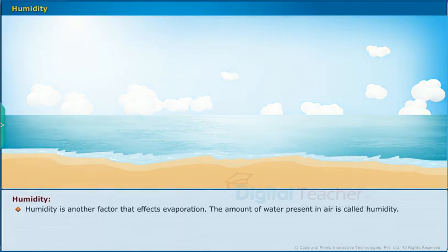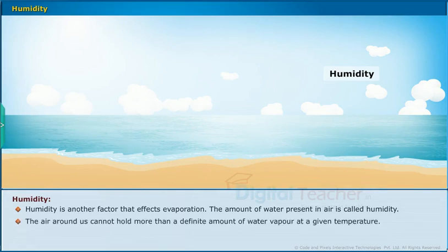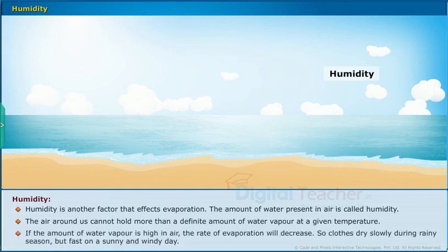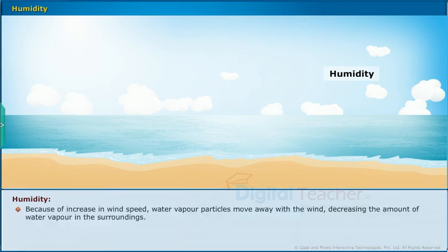Humidity is another factor that affects evaporation. The amount of water present in air is called humidity. The air around us cannot hold more than a definite amount of water vapor at a given temperature. If the amount of water vapor is high in air, the rate of evaporation will decrease. So clothes dry slowly during the rainy season but fast on a sunny and windy day. Because of the increase in wind speed, water vapor particles move away with the wind, decreasing the amount of water vapor in the surroundings.